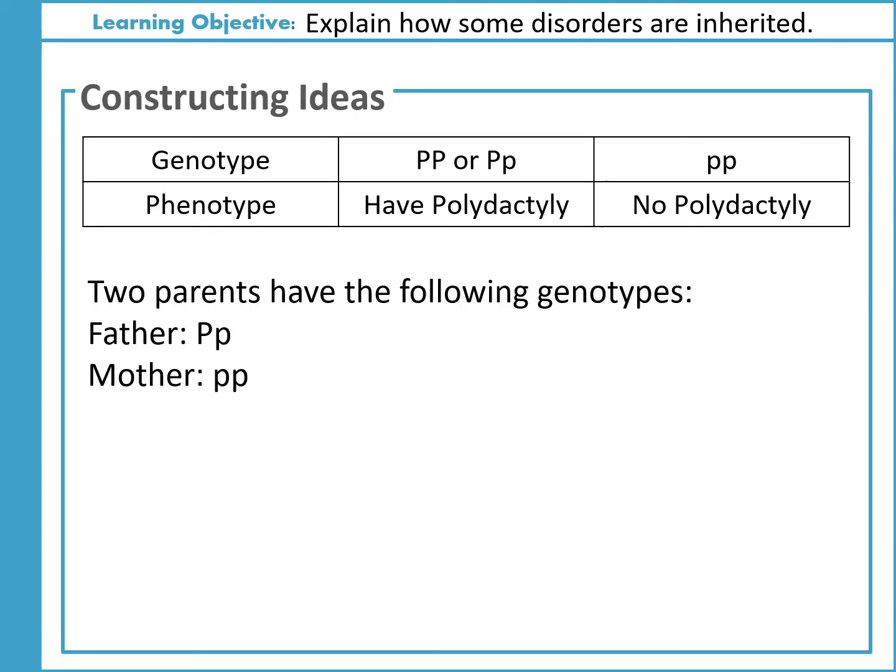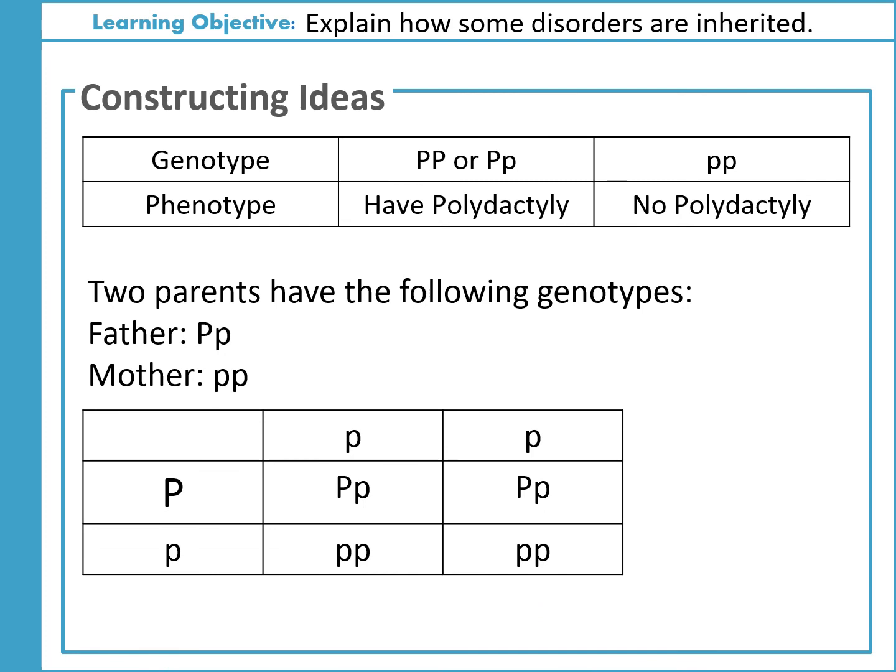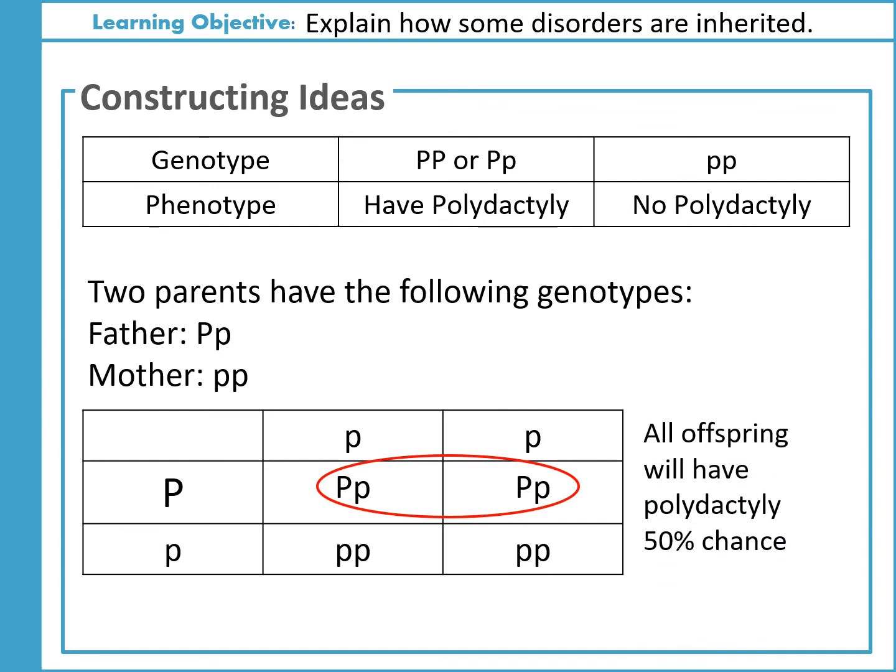In this example, the genotype of the mother is small p, so that's the recessive allele, and the father is big P, little p, so he is heterozygous. We produce this Punnett square. So the mother across the top, small p, and the father down the side, big P, little p, and in 2 of those squares we have the dominant allele displayed, meaning that there is a 50% chance of any offspring having polydactyly.